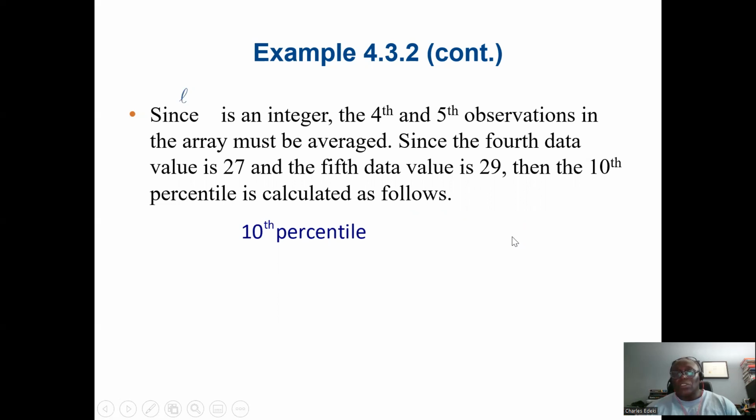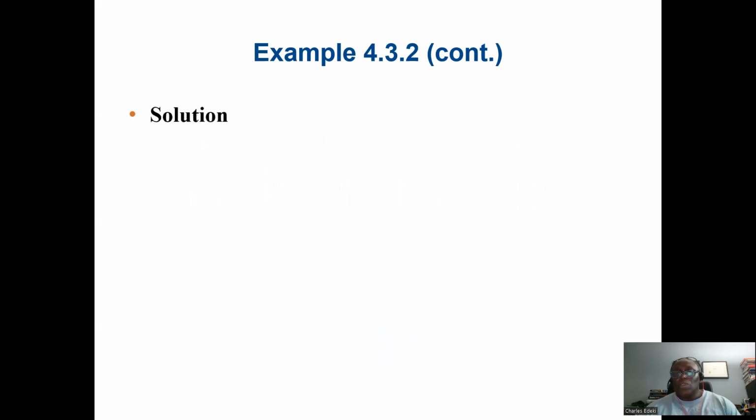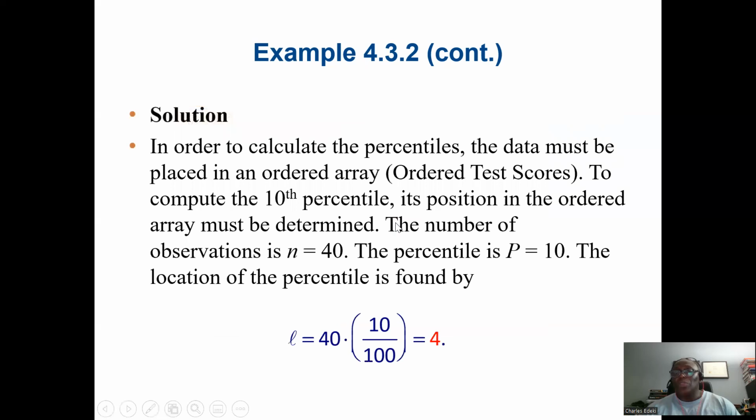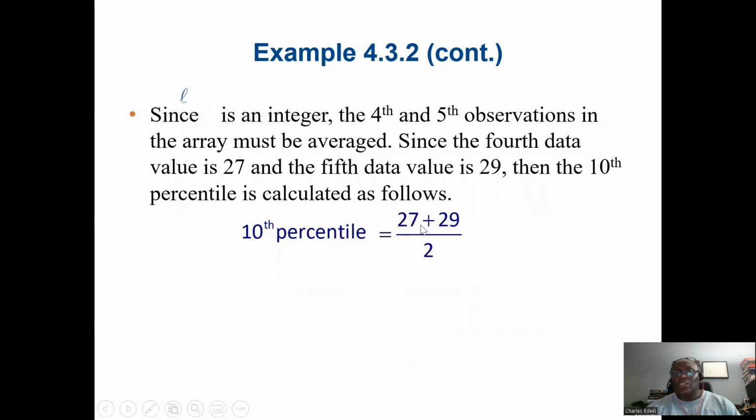Now, we can go back to the table to make sure we have what we are trying to say. Again, the right table is in order now, from lowest to highest. So 18 is 1, 21 is 2, another 21 is 3. Our 4th value is 27, 5th value is 29. So since L is 4, the L value is 27 and the L plus 1 value is 29. We find the average of the two, and that gives us 28.